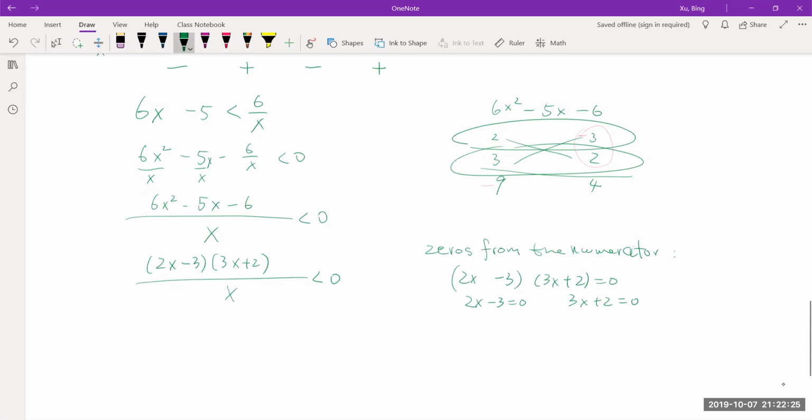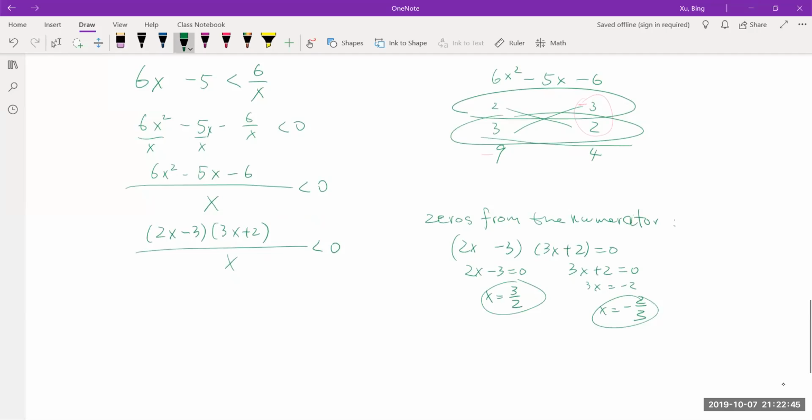Right. So solve the first one: 2x equals 3, x is 3 over 2. Solve the second one: 3x is -2, x is -2 over 3. So 2 zeros from the top. I see. Okay, I did that wrong anyways. So the denominator, I will just write the bottom. Whatever makes the bottom 0, it's 0.